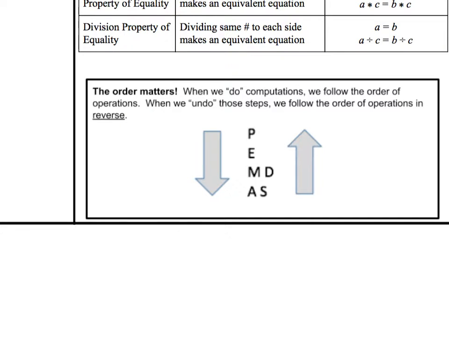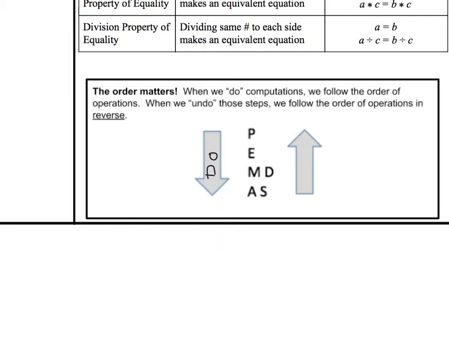So when we put an equation together, we do it in order of operations. We go parentheses, exponents, multiplication, division, addition, subtraction. So this is how we put an equation together.